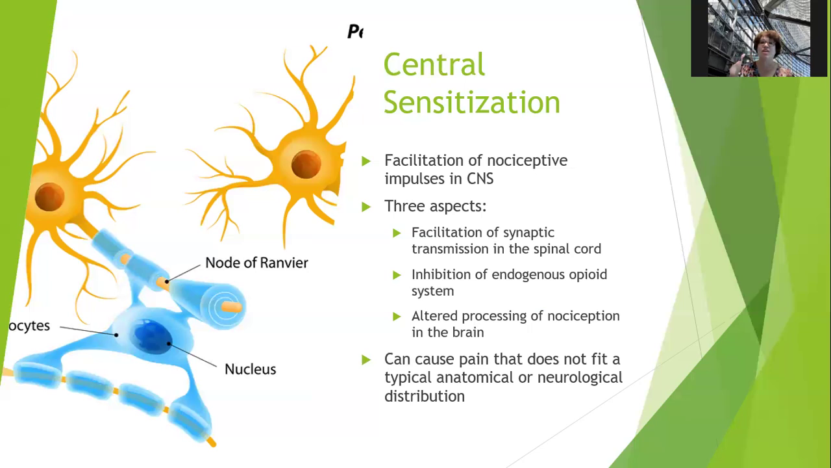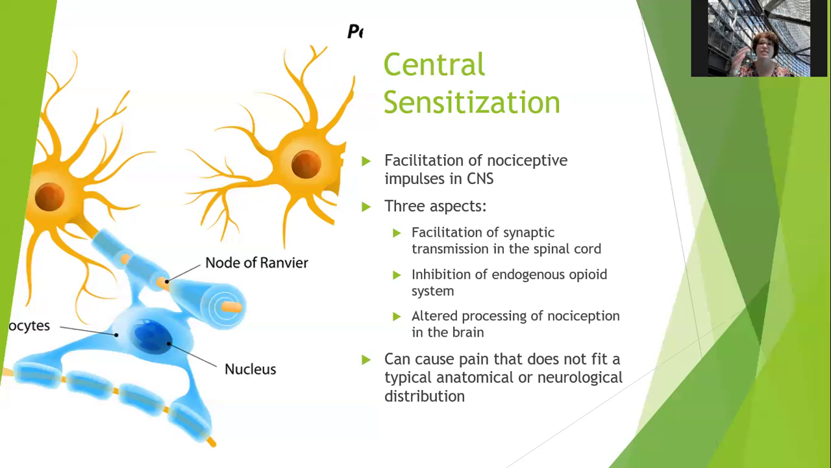It inhibits the endogenous opioid system. So I'm sure we've all heard of endorphins, like you run and you get endorphins. Well, the central sensitization says, nope, you can't use your endogenous opioids. Darn it. And that's going to change pain perception. And it also alters processing of nociception in the brain.